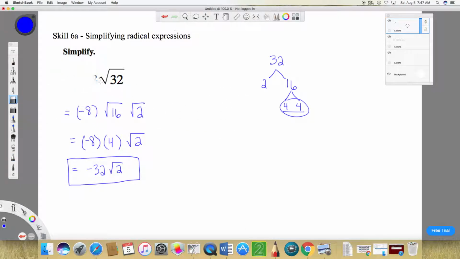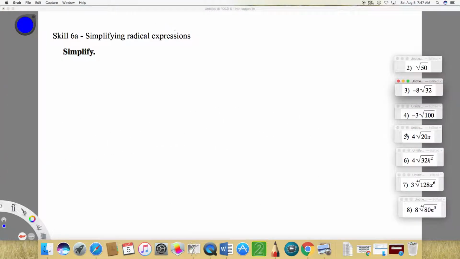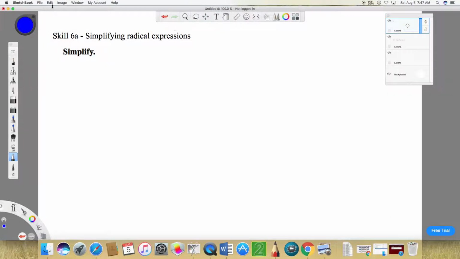Let's take a look at number 4. So again, in this problem, we have a number on the outside here, just a multiplier, and we can't ignore it. We can't forget that negative 3. But I just think of it as coming along for the ride here in the beginning while I focus my attention on this radical.